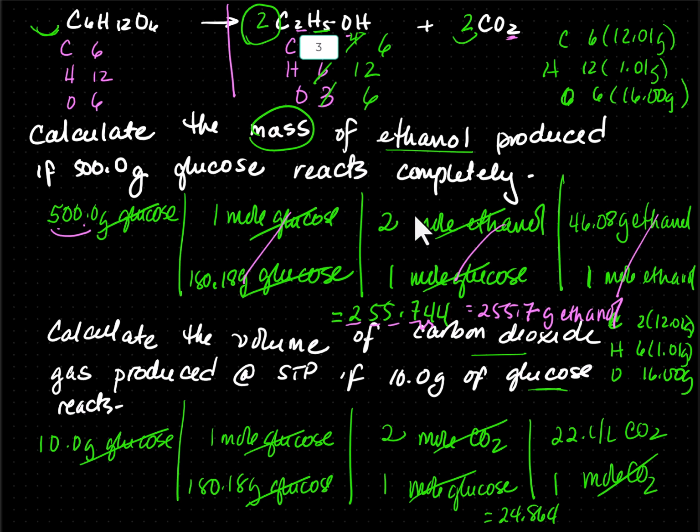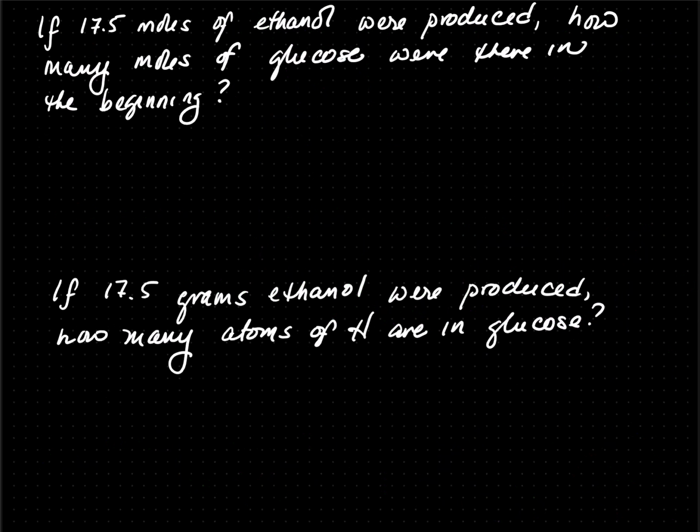24.864. Now I need to do sig figs. The conversion factors don't count. There are 3 significant digits. These zeros are significant because there's a decimal and a significant digit in front. So my final answer has 3: 1, 2, 3. I look 1 to the right. 24.9 liters CO2. So pause the video and try the next two.